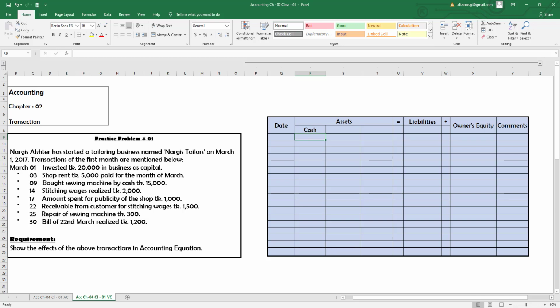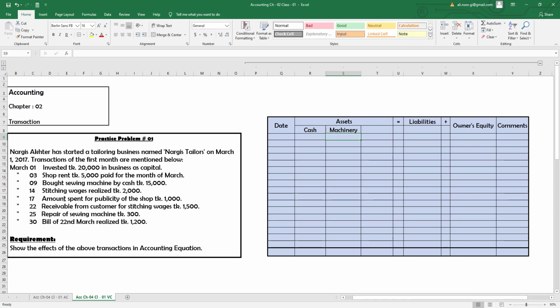Let's see another transaction. March 3, shop rent Taka 5,000 paid for the month of March. It is not an asset account, rather it is an expense account. We will see it later. Let's find assets and liabilities. March 9, bought sewing machine by cash Taka 15,000. Here is another asset, that is machine. So I can write here machinery. You can write sewing machine here also, no problem. Okay, I write machinery.